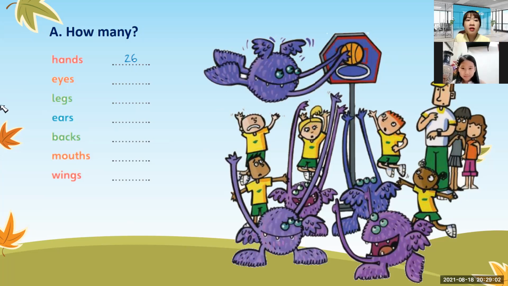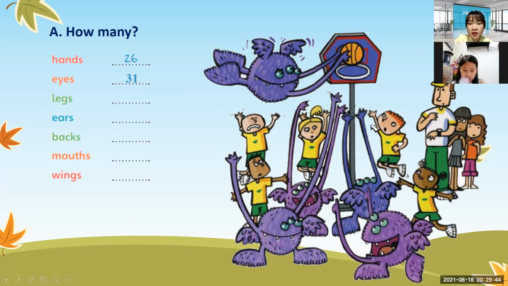Now tell me, how many eyes can you see? I can see 30 eyes. Okay, look at this one. Each monster will have three. And yes, we have five monsters. So three multiplied by five, we have 15. And then we count the others.